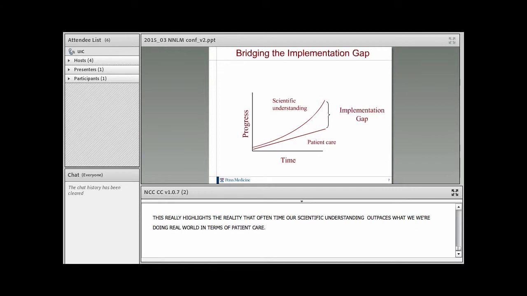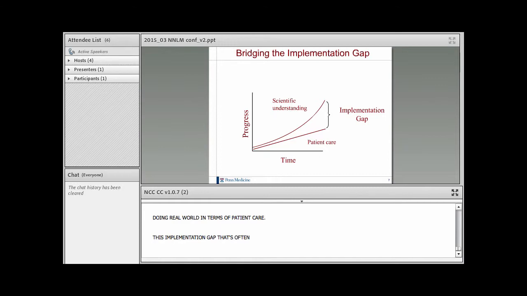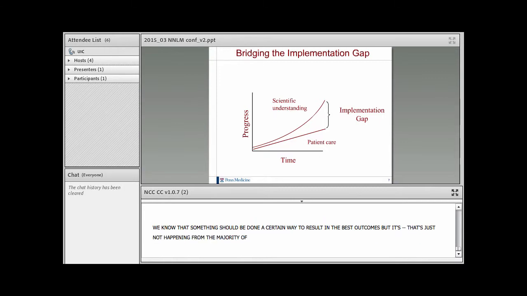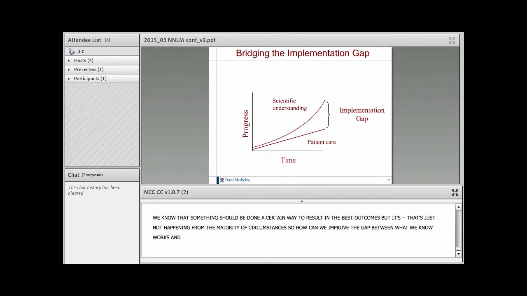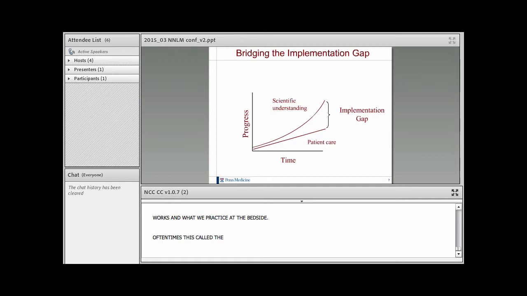And it's this implementation gap that's often described as a quality gap. We know that something should be done a certain way to result in the best outcomes, but that's just not happening in the majority of circumstances. So how could we improve the gap between what we know works and what we actually practice at the bedside? Oftentimes, this is called the knowing-doing gap. We don't do what we know is right.